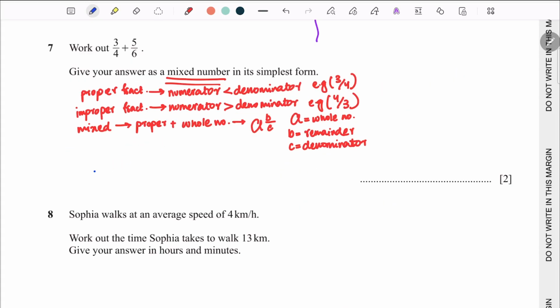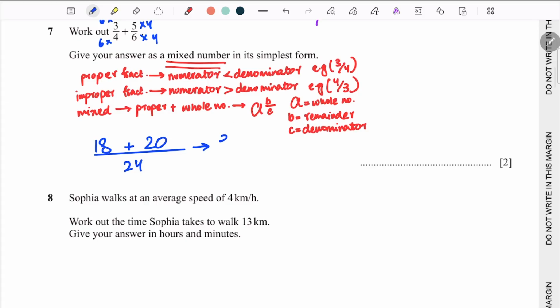Now I'm going to solve this by first finding the LCM. The LCM will be 24. So 4 into 6 is 24, 3 into 6 is 18, plus 6 into 4 is 24, 5 into 4 is 20. 18 plus 20 will be 38 divided by 24. When I simplify this using 2, I'm going to get 19 over 12.